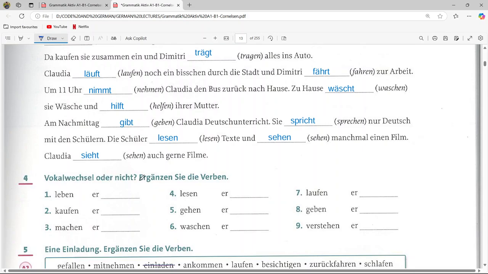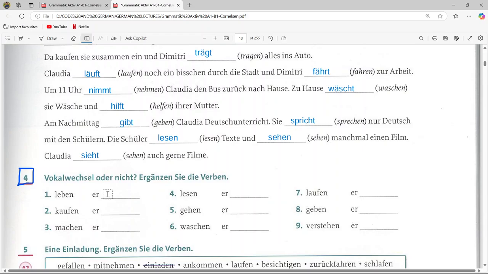Vokalwechsel oder nicht. Ergänzen Sie die Verben. So vowel change or not. Fill the blanks with the verbs. So we have to see whether the verbs have a vowel change or not. So let us start this task. Okay. So first one.